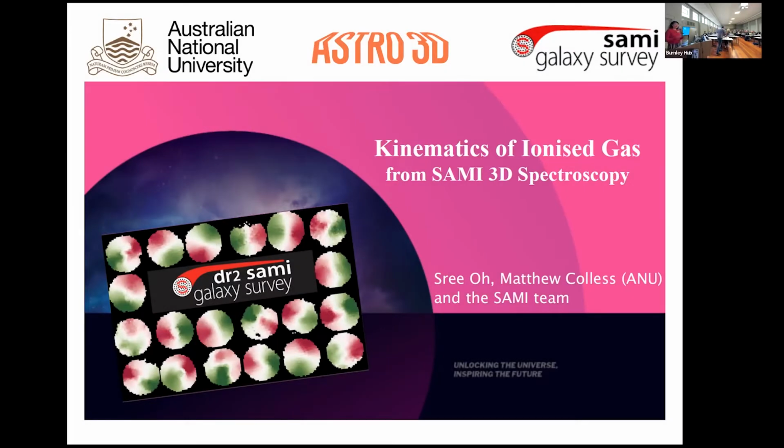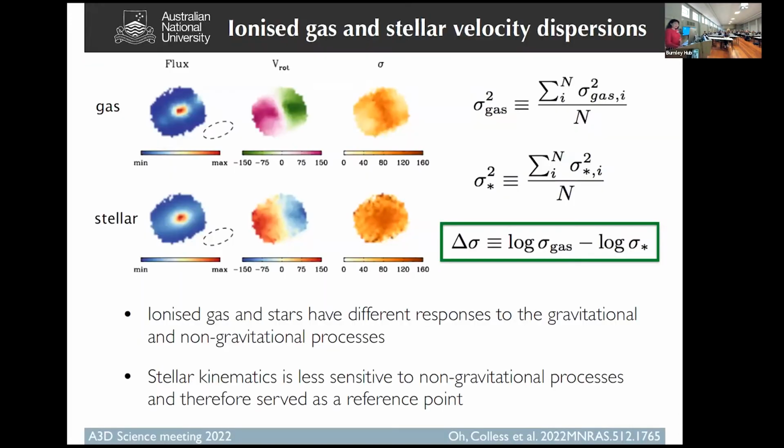So today I would like to talk about the kinematics of ionized gas. And I believe that yesterday, Henry's talk is a really good introduction to this talk. The ionized gas and stars actually have different responses to gravitational and non-gravitational processes. That is, the ionized gas is very sensitive to non-gravitational processes such as mergers, turbulence, star formation or AGN feedback.